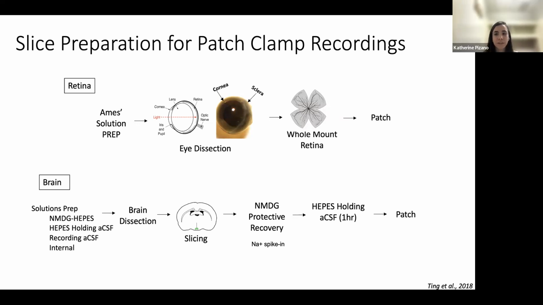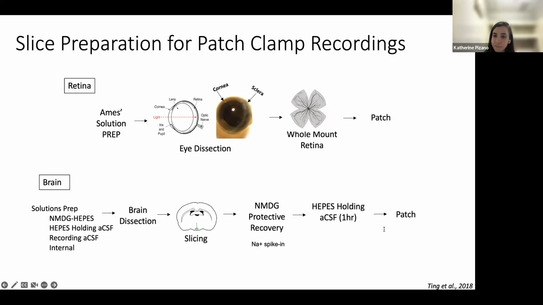You can then leave your retina whole mount in Ames until you're ready to patch. Now for our brain protocol, there are slightly more steps. Our lab, like many other labs, has adopted this NMDG slicing protocol developed by Jonathan Ting, which is meant to even further extend the health of the slice.